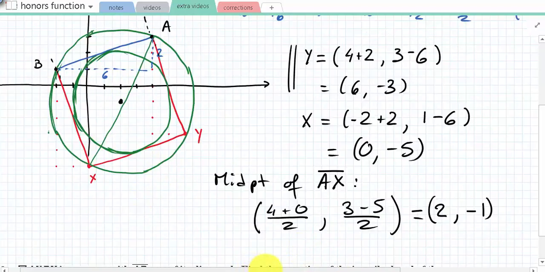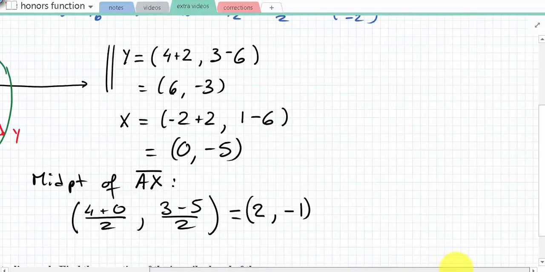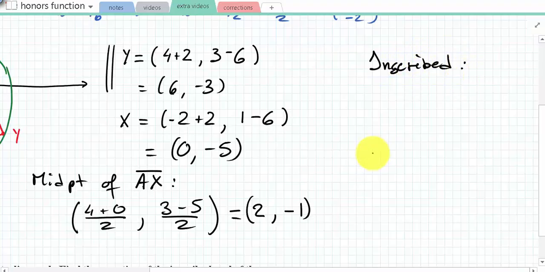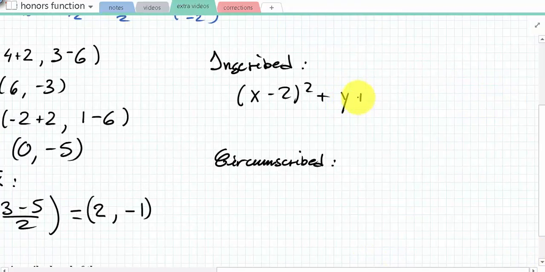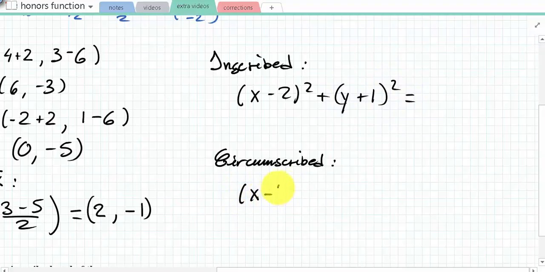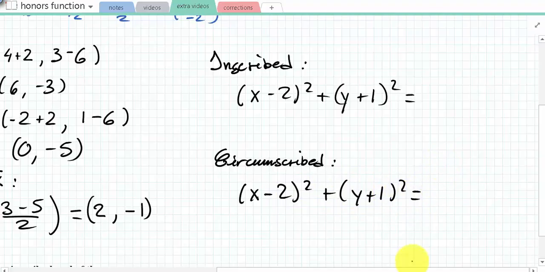All right, let's get the equation of the circle now. Let's start with the inscribed circle, and then we'll do the circumscribed circle. Well, they both start in the same way. They will start as x minus 2 squared plus y plus 1 squared, because the center for both is the same, so that's how they begin. Okay, now I need the radius.